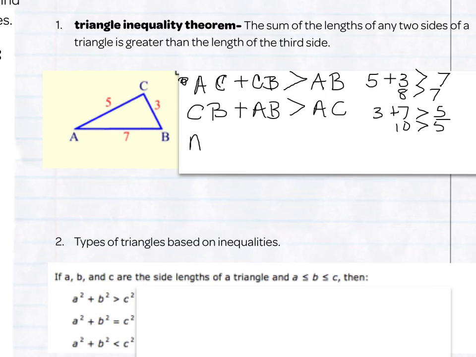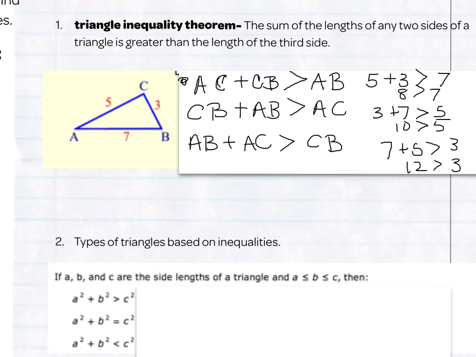And then we have to take AB and AC because we haven't added those two together yet, and we want to see if that's greater than CB. AB is 7, AC is 5, and is that greater than this side, CB, which is 3? It is. 12 is greater than 3. So that's what this theorem is really saying: I can take any two sides, and it's going to be greater than that third side. We just proved that that's true by using all three side lengths and combining them in all the possible ways. So this is a true theorem.